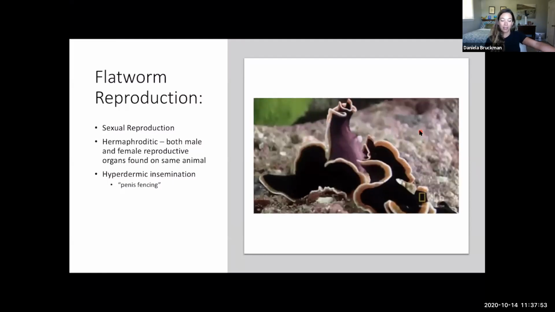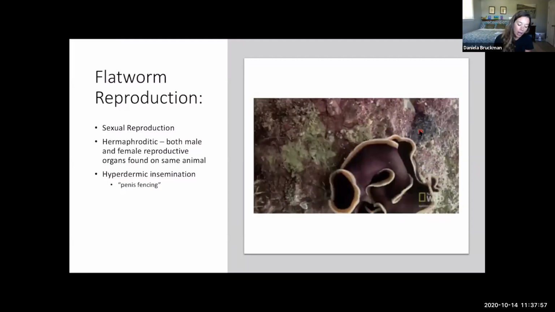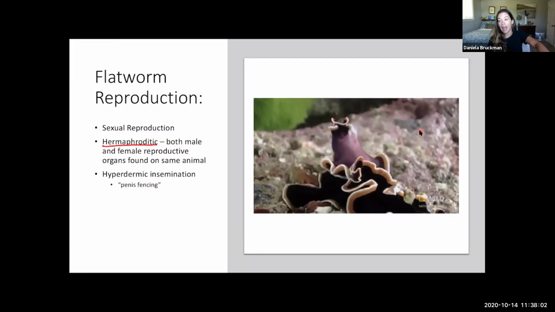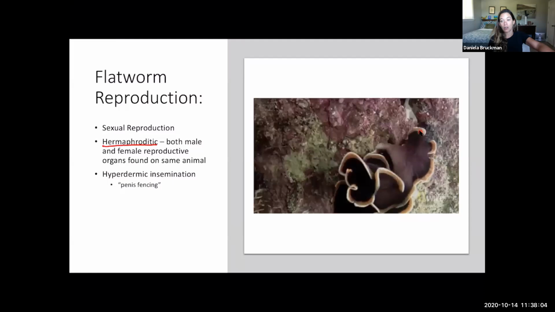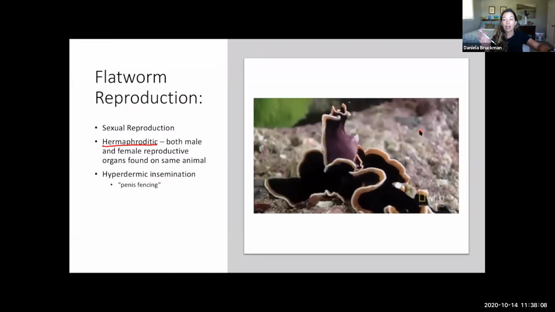Which is also fascinating. But the thing to keep in mind for most flatworms is that at least the turbellarians are hermaphroditic. So they're going to have both male and female structures on the same worm. So that means they produce sperm and they produce egg in the same body.